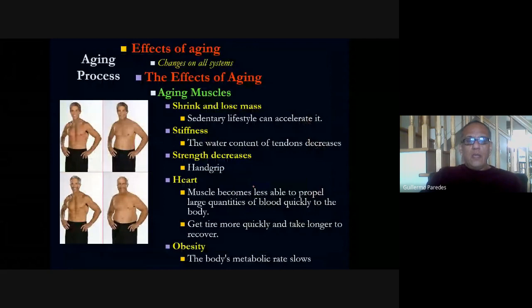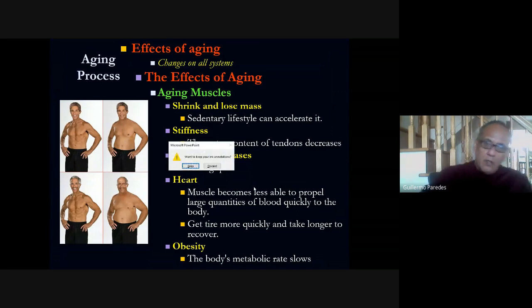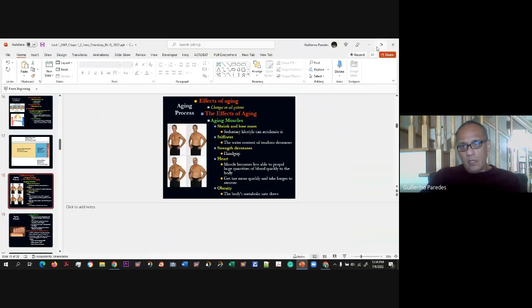All right, so here we have the effect of aging. We are going to talk about, for example, when you get older, there is, I want you to realize this, please. So I'm going to make a big difference here.